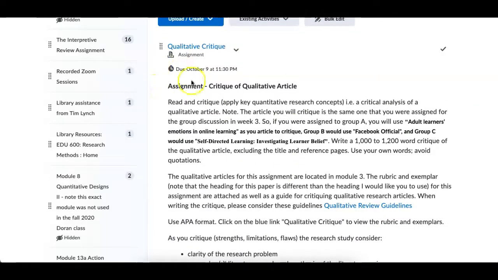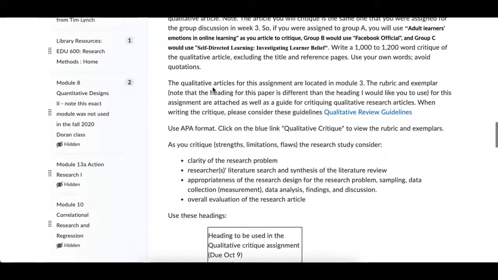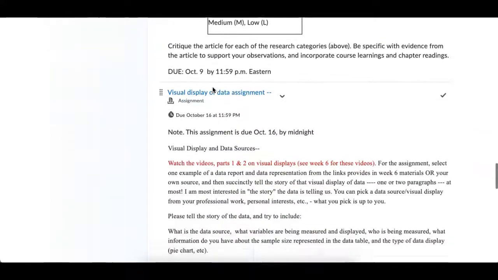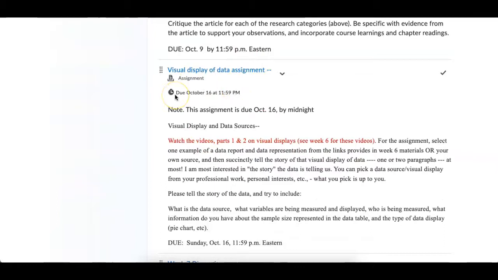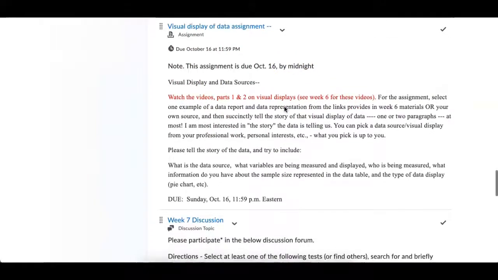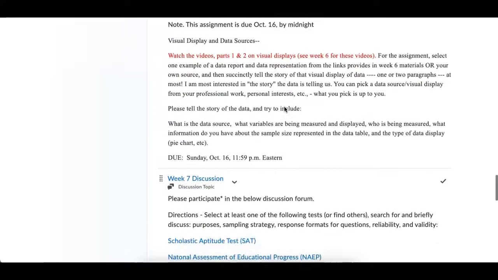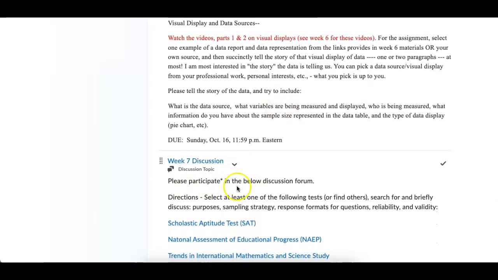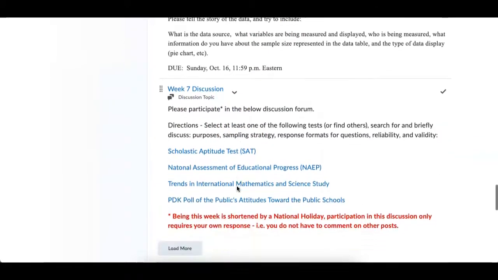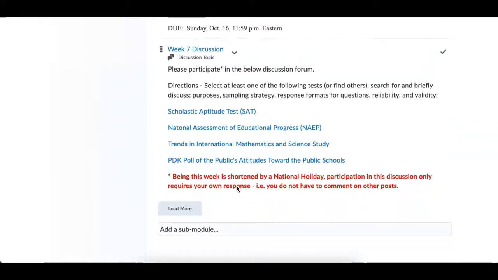I just added this assignment in here. It's the same one that's in week number 6. And then the upcoming weekend, actually on the 16th, and I'll talk about this next weekend in more detail, is the visual displays of data assignment. So I'm not going to gum up this week with the information on that, but you can take a look at it as well. We also have a very short discussion forum for next week.